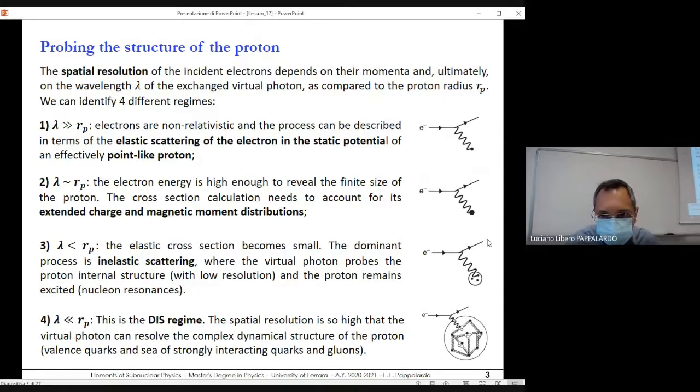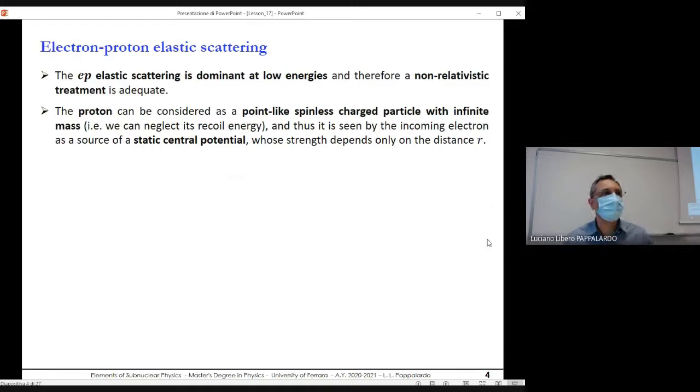Now, today we will concentrate on low energy processes, so on elastic scattering processes only. Tomorrow we will move on to inelastic and the deep inelastic. So let's start from the very basic things. Electron-proton elastic scattering is dominant at low energies, and therefore a non-relativistic treatment is more than adequate.